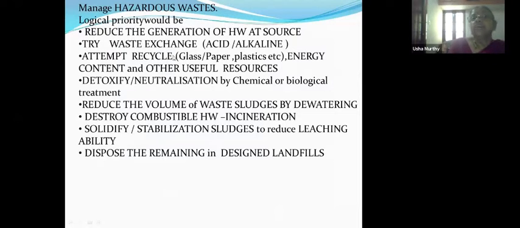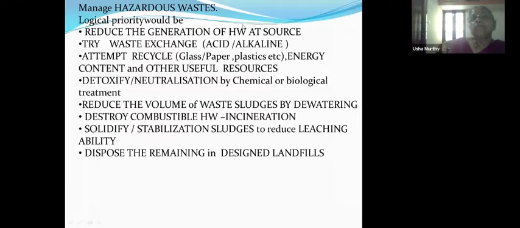Then attempt to recycle. Again, glass, plastic, and even energy content and other useful resources can be recycled. And then detoxify or neutralize by chemical or biological treatment. Then reduce the volume of the waste by dewatering. Destroy combustible hazardous waste by incineration or anything like that. Then whatever is left out, solidify and stabilize the sludge to reduce leaching. And finally, whatever remains at the end of all these steps can go into designed landfills.